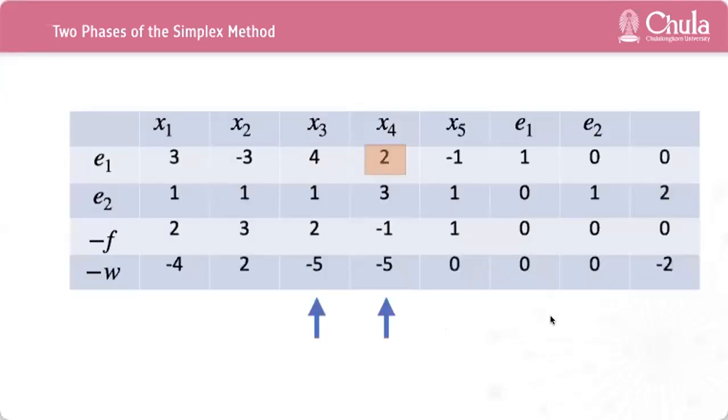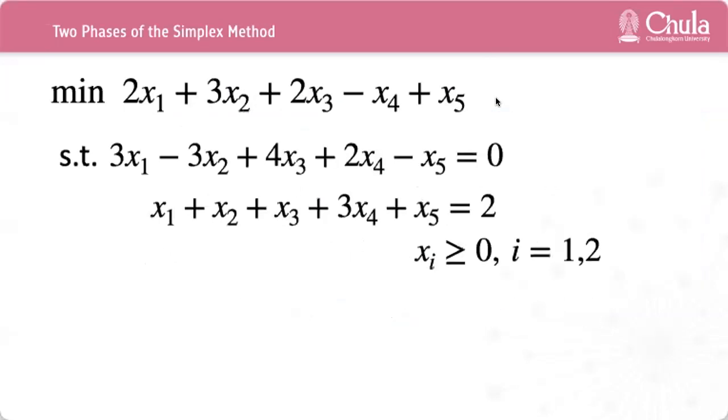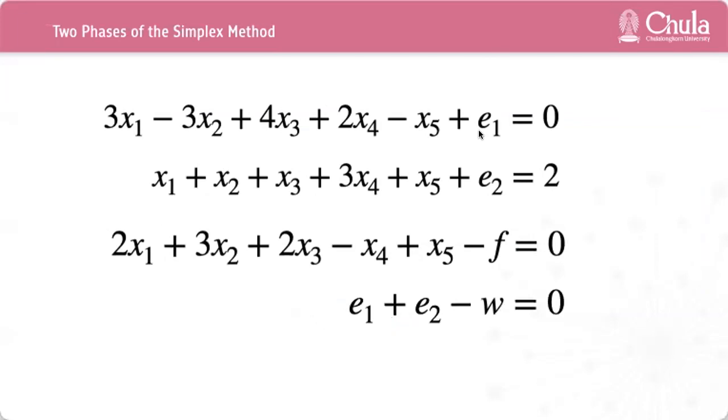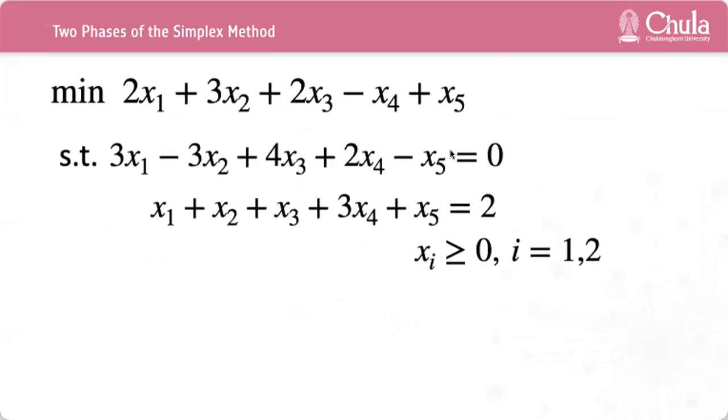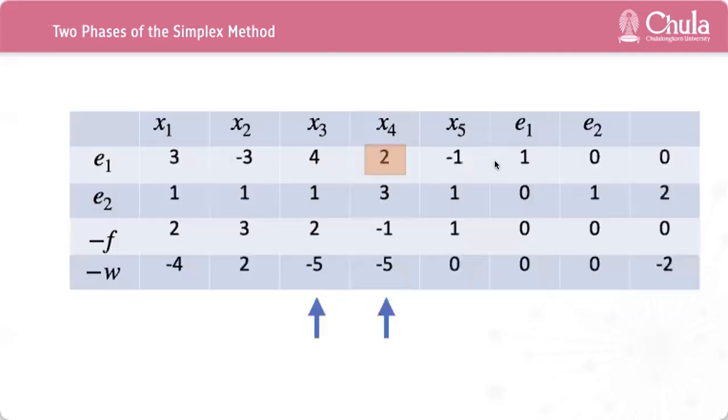Okay, so from this one, as I mentioned to you, the target of the first phase is not to minimize the objective function, but minimize the W. W is summation of E1, E2. Because you see that at the beginning, we add E1, E2 here. In order to satisfy the constraint, the summation of E1, E2 must be 0. So we try to minimize it first.